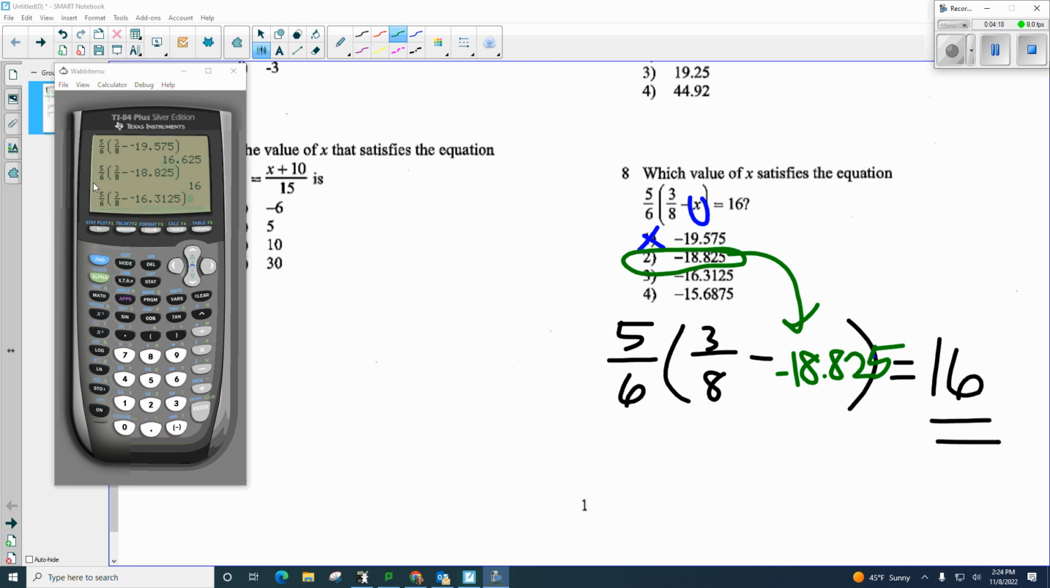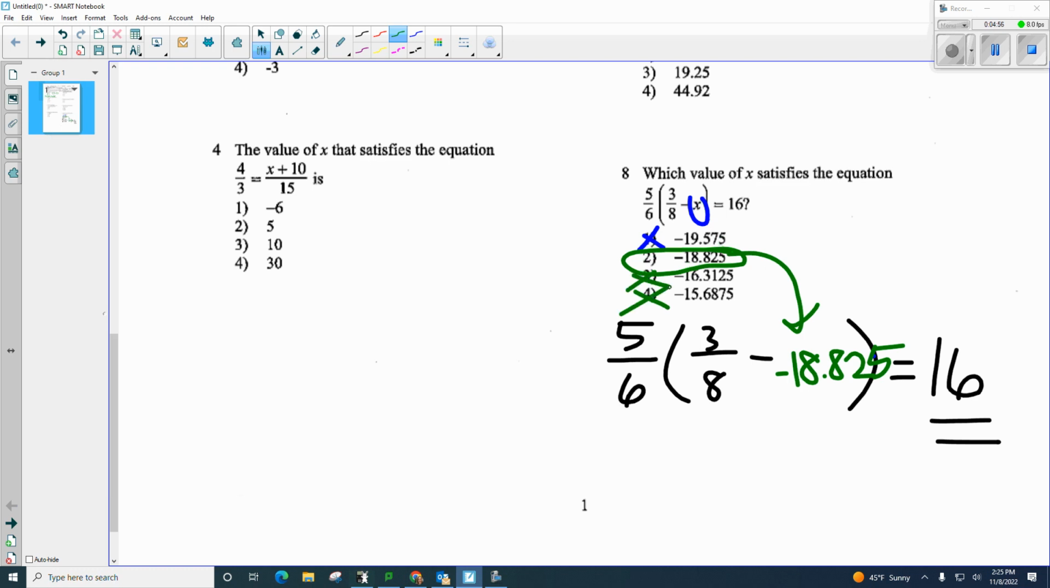Just to show you, I typed in answer choice 3, negative 16.3125, and that does not give us 16. Now I want you to try number 4, type that in as well, and see if you get 16. We're just double checking to make sure that we don't get 16 for the last two. As you can see here, I have typed in answer choice 4, negative 15.6875, and I hope you also did not get 16. So we just proved that these two were wrong as well, which again, number 2 did make the equation true.